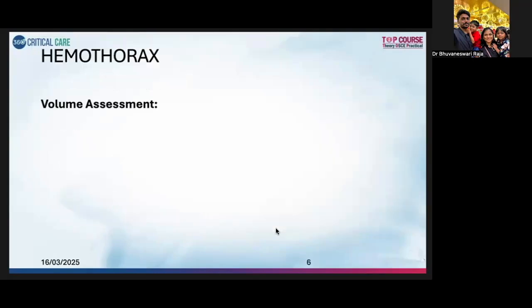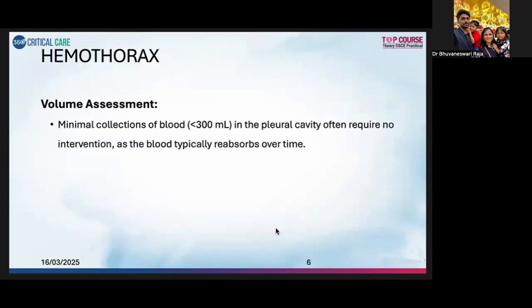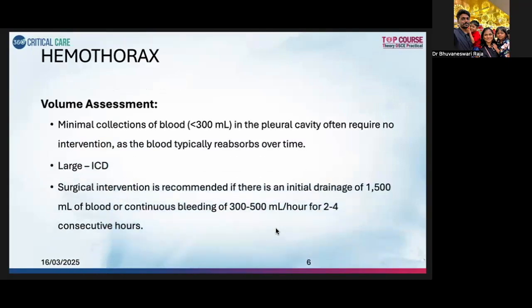Coming on to hemothorax. So when do we consider a hemothorax as a large hemothorax? When the volume is less than 300 ml, then you need not put an ICD, you can wait. But if the volume is more than 300 ml, then you have to drain the hemothorax. If the hemothorax is draining 1.5 liters initially, and then continuously it is draining 300 to 400 ml for the next 2 to 4 consecutive hours, then you have to subject the patient to surgery.